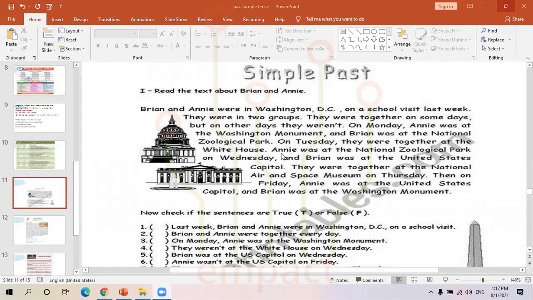Annie was at the National Zoological Park on Wednesday, and Brian was at the United States Capitol. They were together at the National Air and Space Museum on Thursday. Then on Friday, Annie was at the United States Capitol, and Brian was at the Washington Monument. Thank you. You're welcome, teacher.